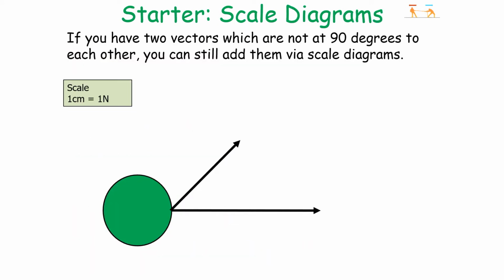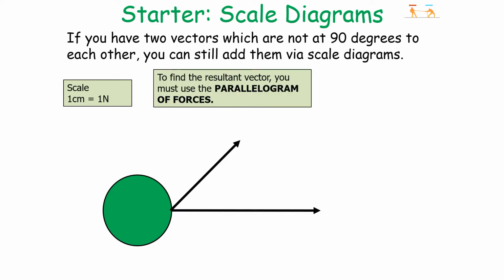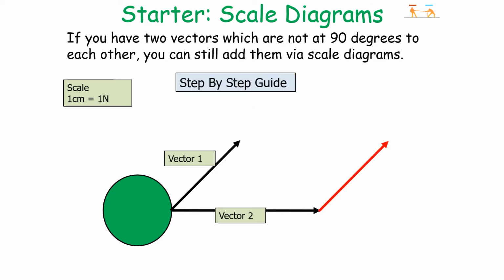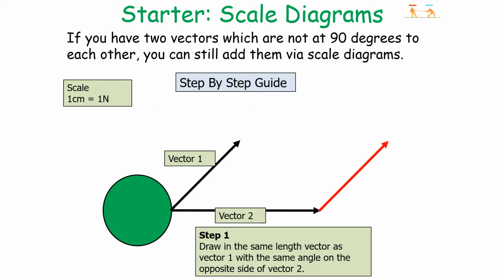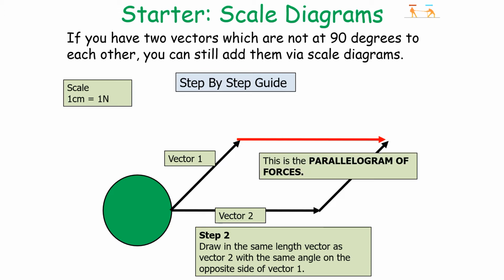Now just to clarify, if we have two vectors which are not at 90 degrees to each other, you can still add them via scale diagrams, because to find the resultant vector you must use something called the parallelogram of forces. So to carry out a parallelogram of forces, what you need to do is firstly draw in the same length vector as vector 1 with the same angle on the opposite side of vector 2 as shown in the following diagram. Then you draw in the same length vector as vector 2 with the same angle on the opposite side of vector 1.